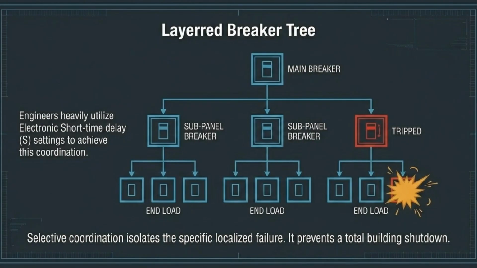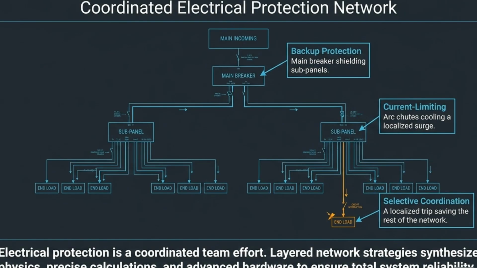Selective coordination is essential for system reliability. By using staged time delays in a breaker hierarchy, engineers can isolate a localized fault to the specific branch circuit, preventing a total building shutdown. In summary, effective electrical protection is a coordinated team effort. By combining physics, accurate calculations, and advanced hardware like coordinated breakers, we ensure the safety and reliability of the entire electrical network.